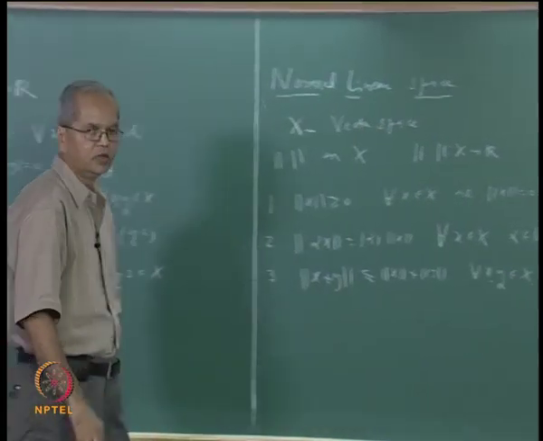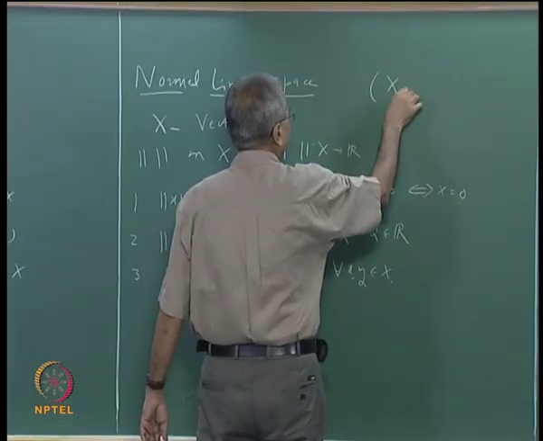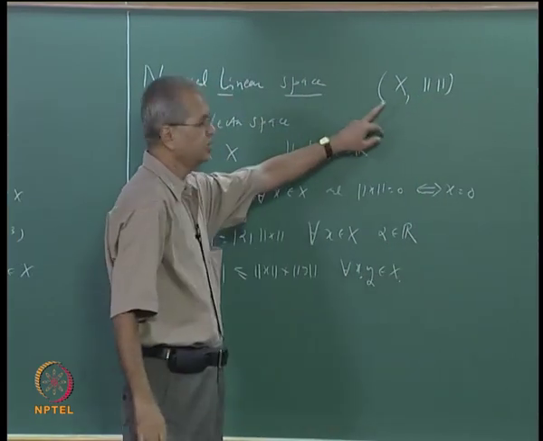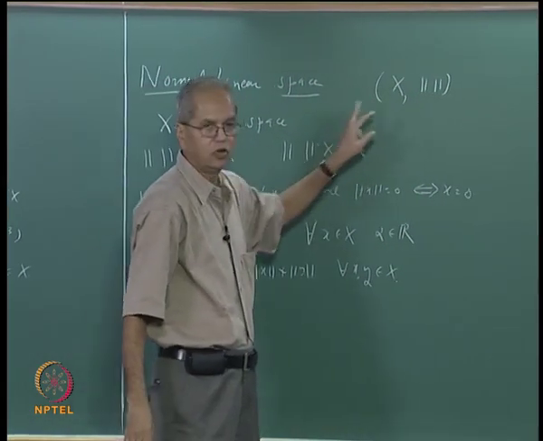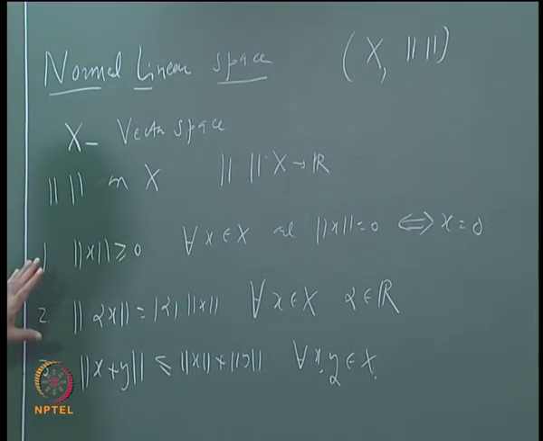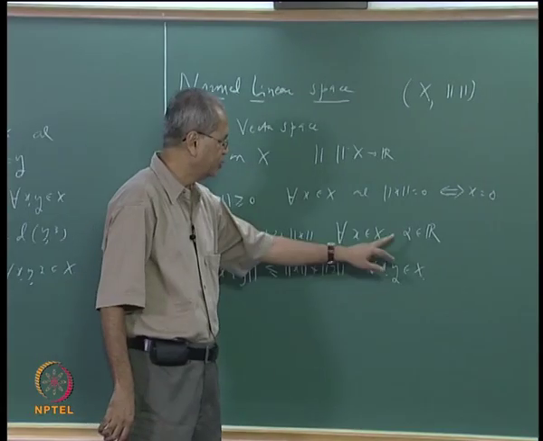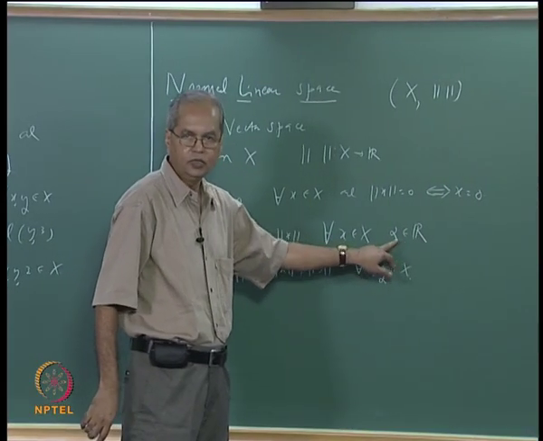And a normed linear space is again a pair (X, norm), where X is a vector space and norm is a norm on it. If it is a vector space over R, we call it a real normed linear space. If it is a vector space over C, we call it a complex normed linear space. As far as these properties are concerned, 1 and 3 do not depend on what the scalars are. Only property 2 depends on the scalars, and the only change is that instead of taking alpha in R, you have to take alpha in C.